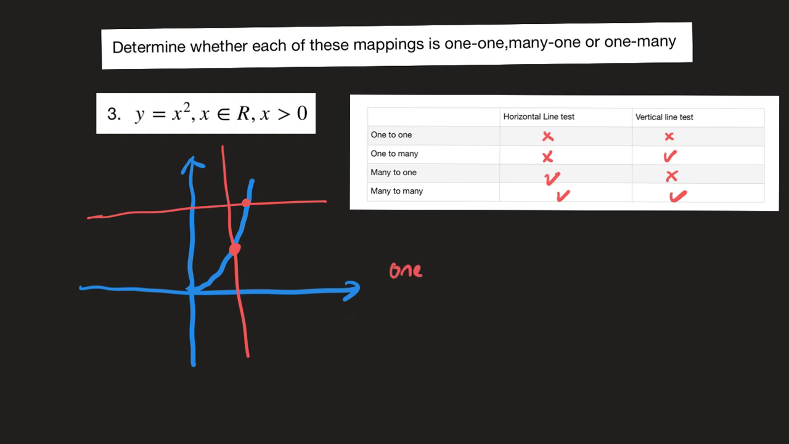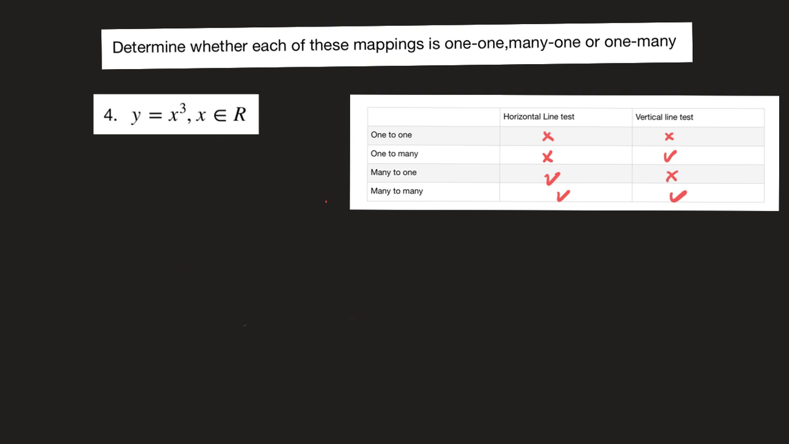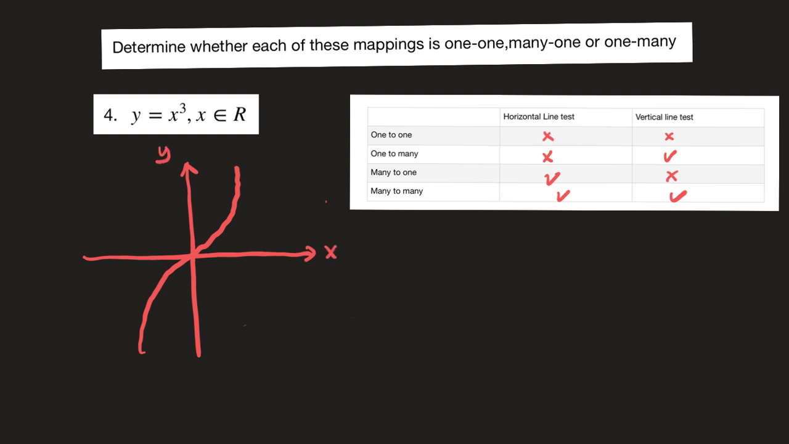So this is a one-to-one. The next question is this one. How does this graph look like? You have to remember this, which is a line like this, where this is x and this is y. You have to remember x cubed, this is its graph. Now we try to do the horizontal line test and vertical line test. The horizontal line test is like this, only one intersection, and the vertical line is one. So both lines have only one intersection, meaning it's a one-to-one.